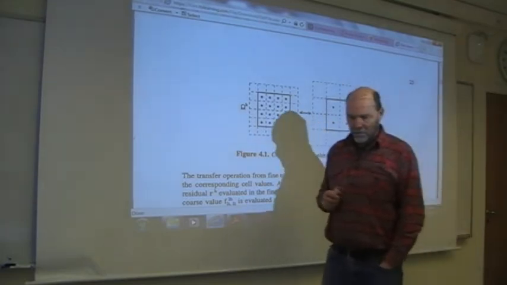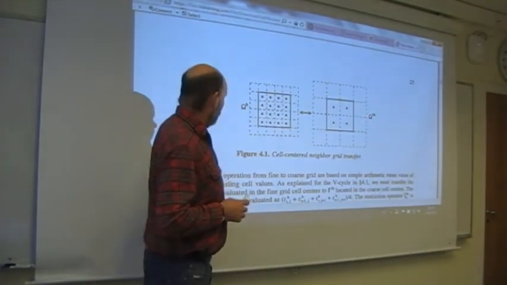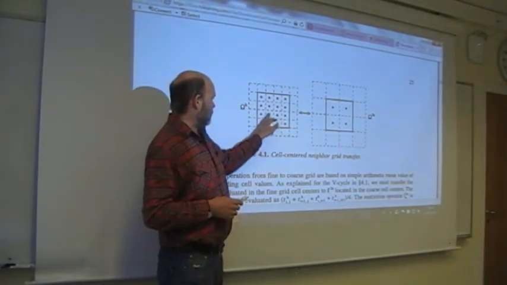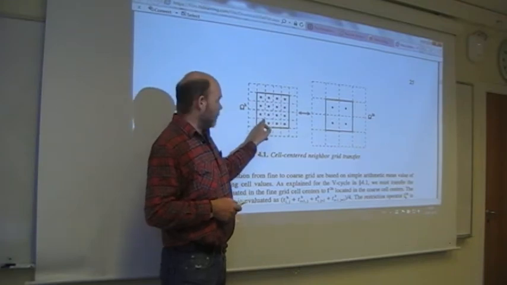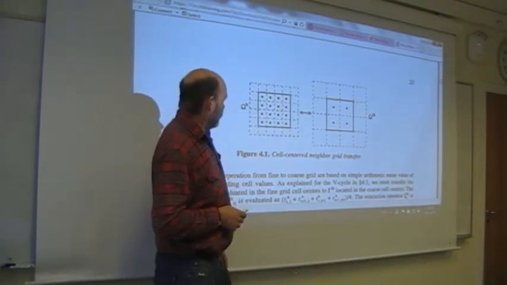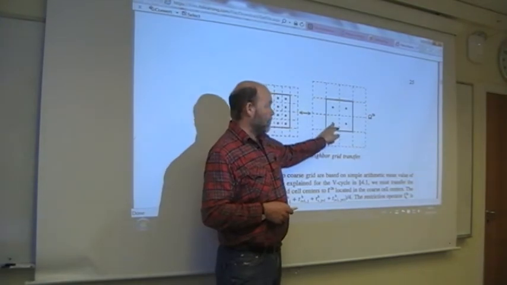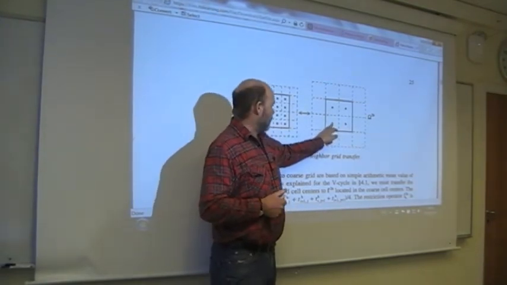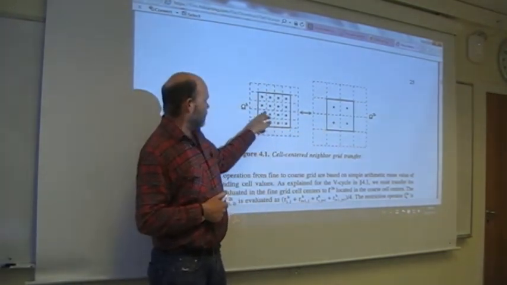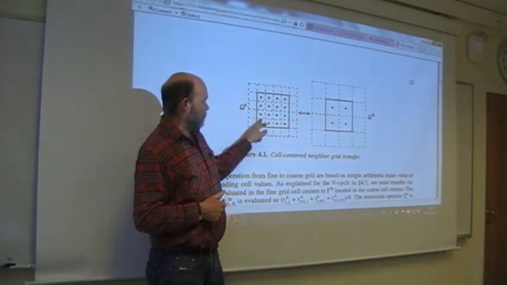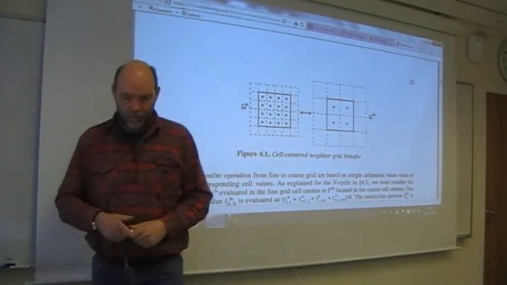Of course, it's fairly easy going from the fine mesh to the coarse: you just add these 4 and take an average of them. And going the other way, when you have a coarse adjustment here, it will then influence all these 4 fine mesh solutions. Fairly straightforward.